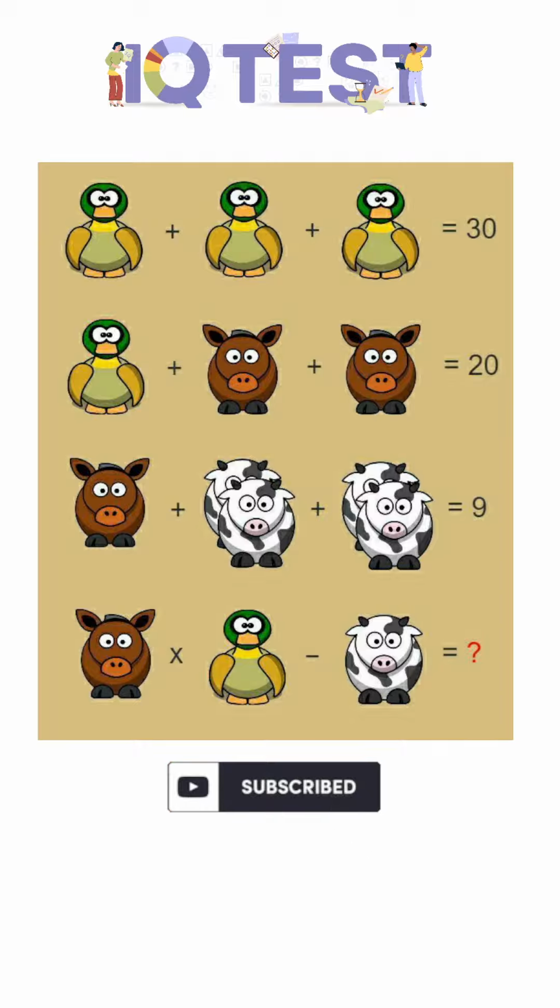Then we have 1 duck plus 2 cows plus another 2 cows, which is 4 cows, is equal to 9. So we have to find 1 donkey multiplied by duck minus our cow. Anyone with the answer for us?